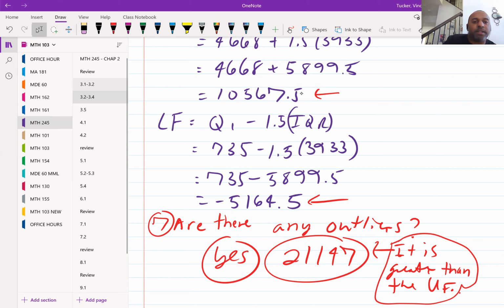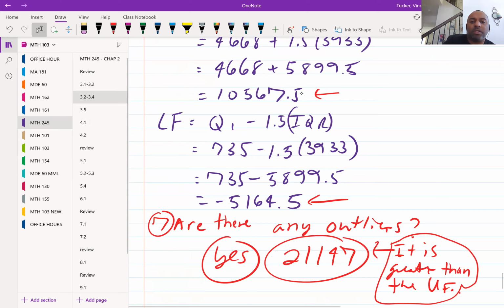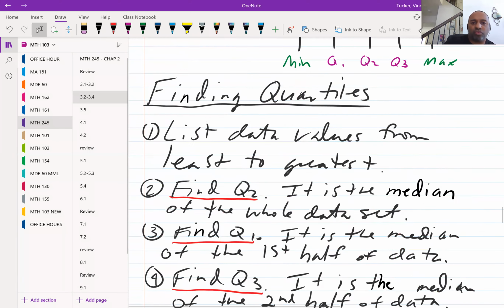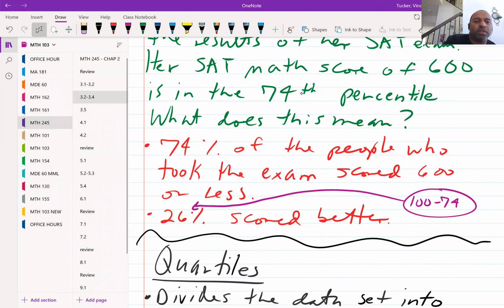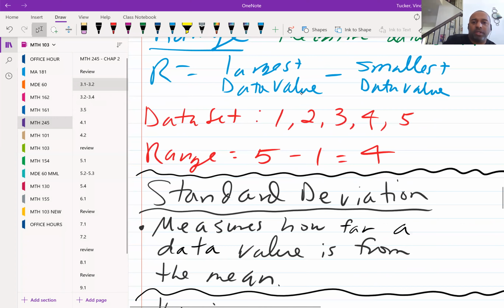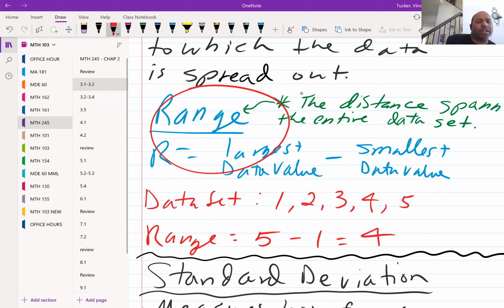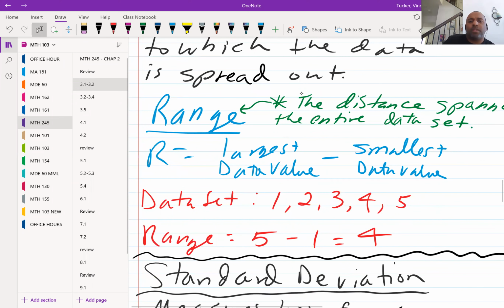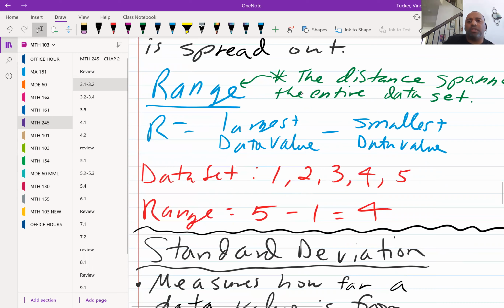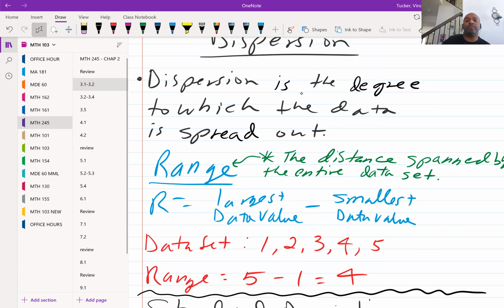All right, so the last thing in this section, I think I already gave it to you, but just in case I didn't, is the range. You also start talking about dispersion. If you see the term dispersion, dispersion is the degree to which the data is spread out. In other words, dispersed.